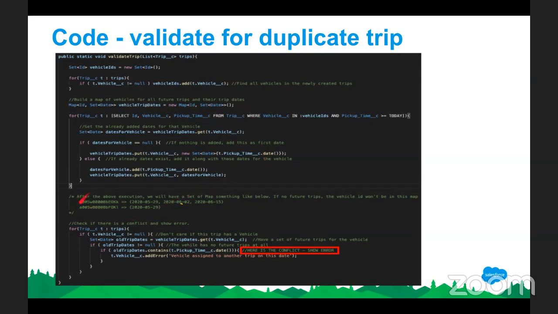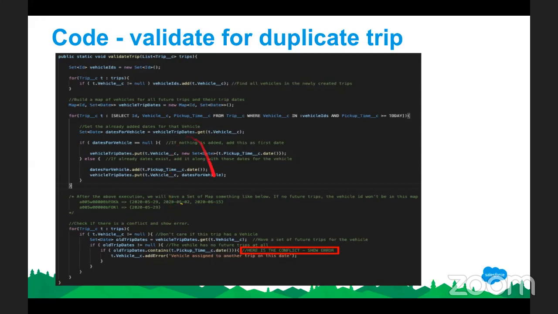And after that map is built, it will be something like this. These two are vehicle IDs. For this vehicle, I have this many future dates: one on the 29th, one on June 2nd, and one on June 15th. And for the second vehicle, I have one trip on 5/29.